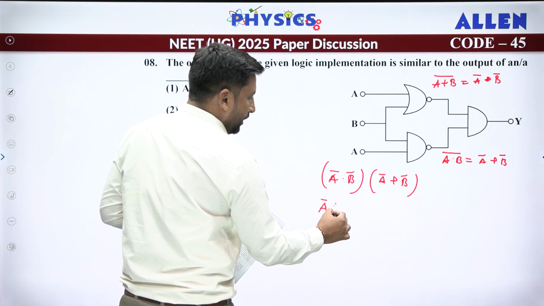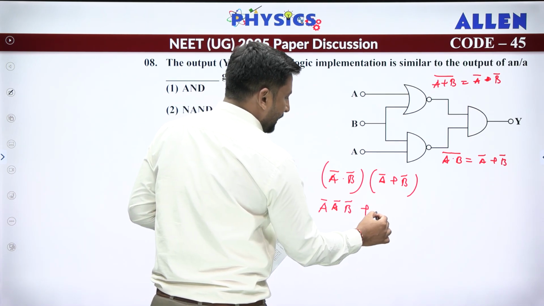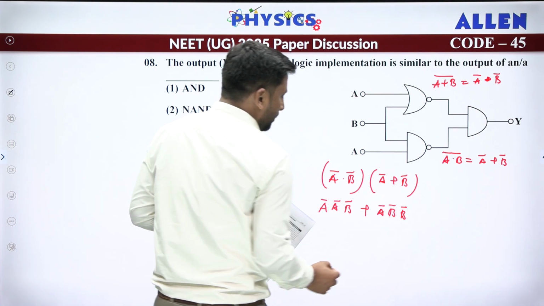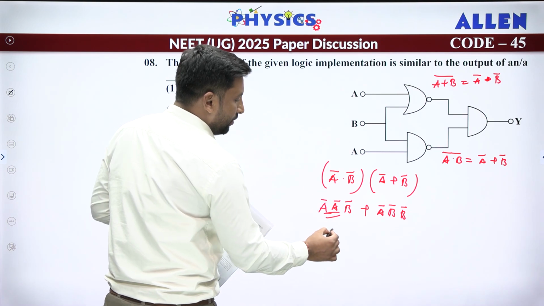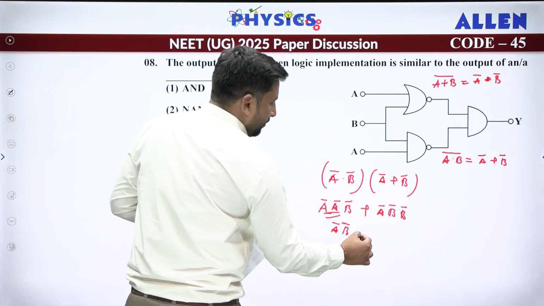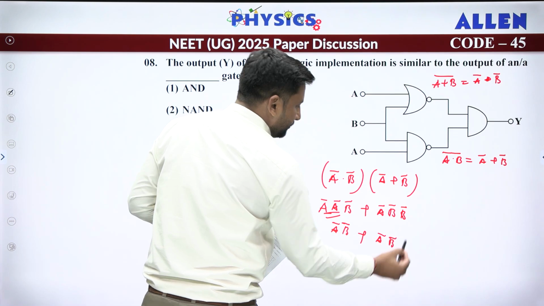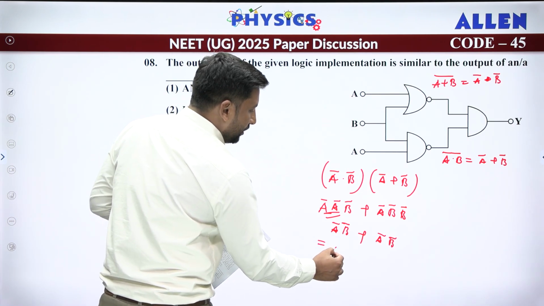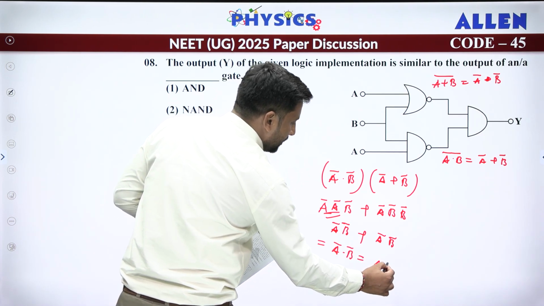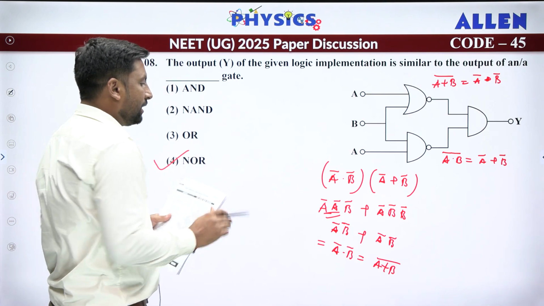You will get A bar A bar B bar, plus you will write A bar B bar and B bar. Now if you solve this, A bar becomes A bar only and B bar here, right? Plus this will also become A bar and this will become B bar only. If you add them, you will get the same thing. So A bar dot B bar. If you further simplify, you can write (A plus B) bar. So it's a NOR gate you got. So the answer is the fourth one, NOR gate.